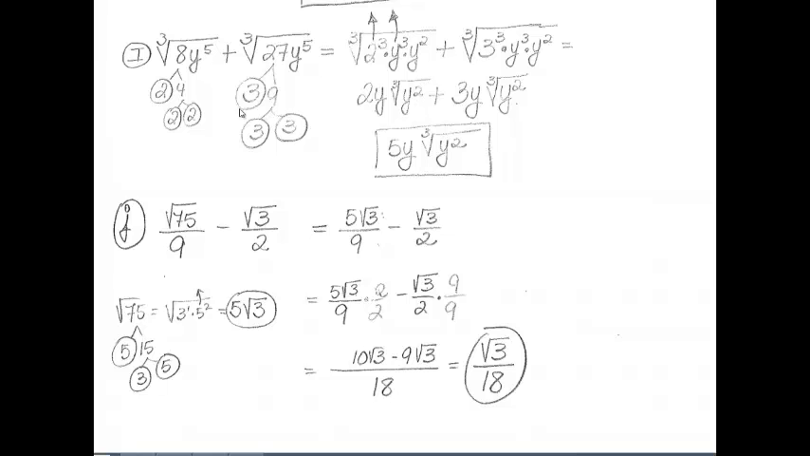On the next one, I wrote 3 to the 3rd. I split the y to the 5th as y to the 3rd, y to the 2nd. The y to the 3rd and the 3 to the 3rd come out as 3y. And then I notice now that I have like terms, so I'm going to go ahead and combine them. 2y plus 3y is 5y, cube root of y squared.